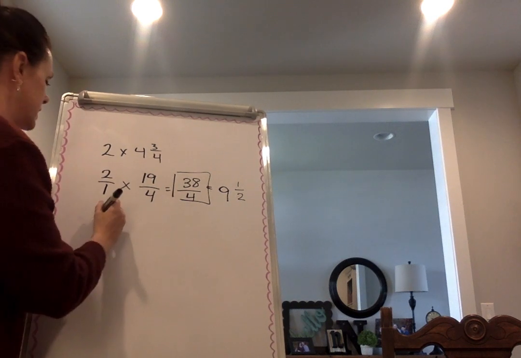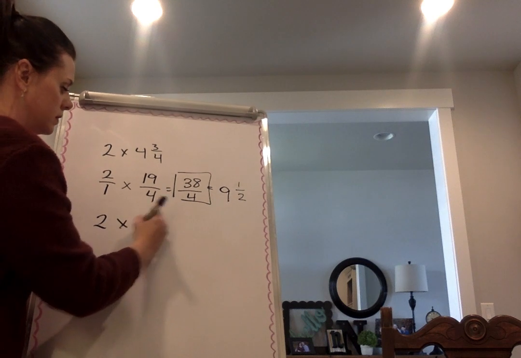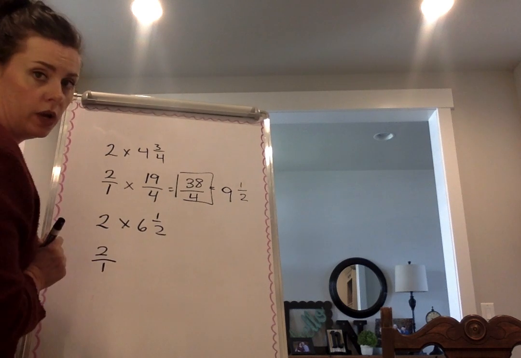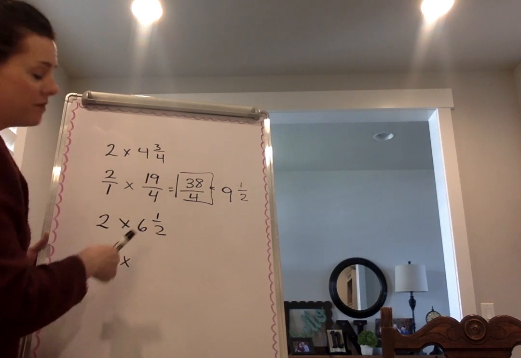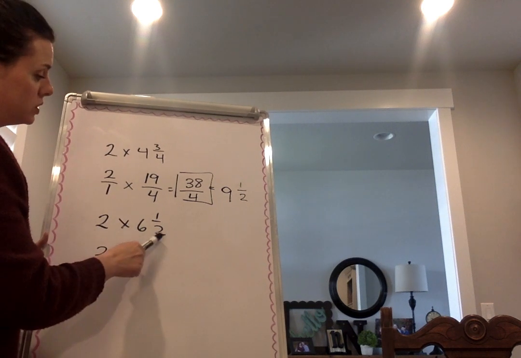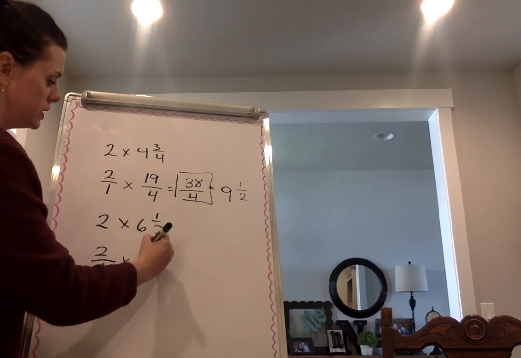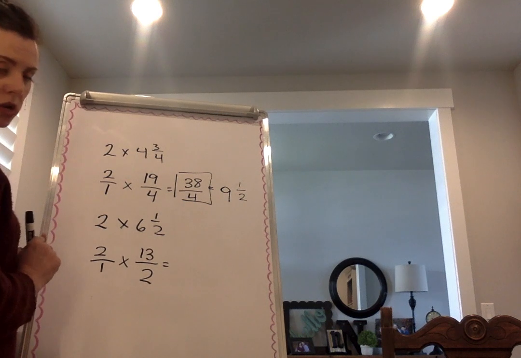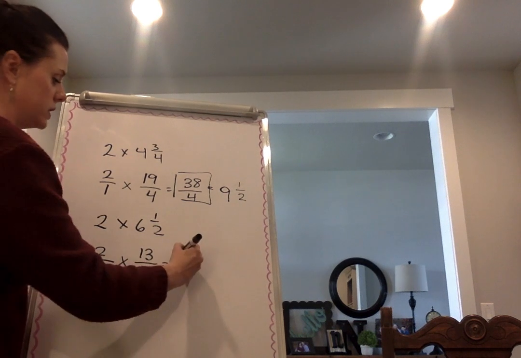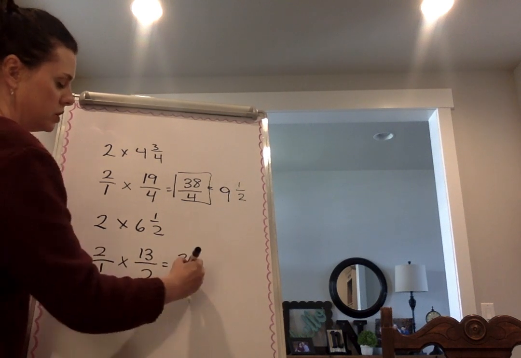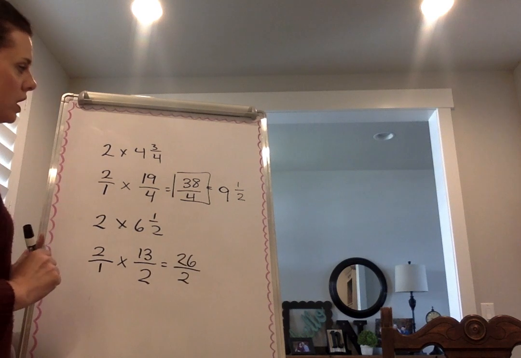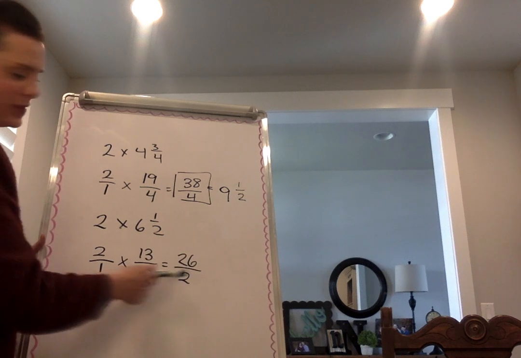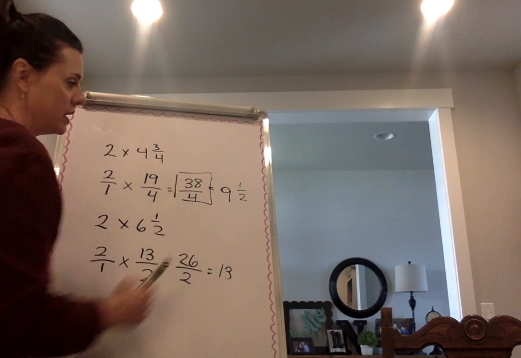We've got 2 times 6.5. And I'm going to make this guy a fraction, 2 over 1, times 6 1/2. I'm going to make it improper. 6 times 2 is 12, plus 1 is 13. Keep my same denominator. Multiply straight across. 2 times 13 is 26. 1 times 2 is 2. Okay, there we go. I got to change it now. 26 divided by 2 is 13, so that equals 13.